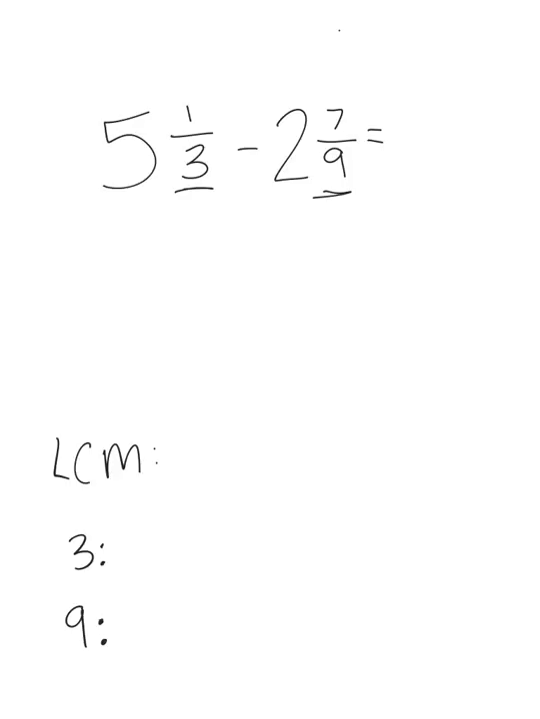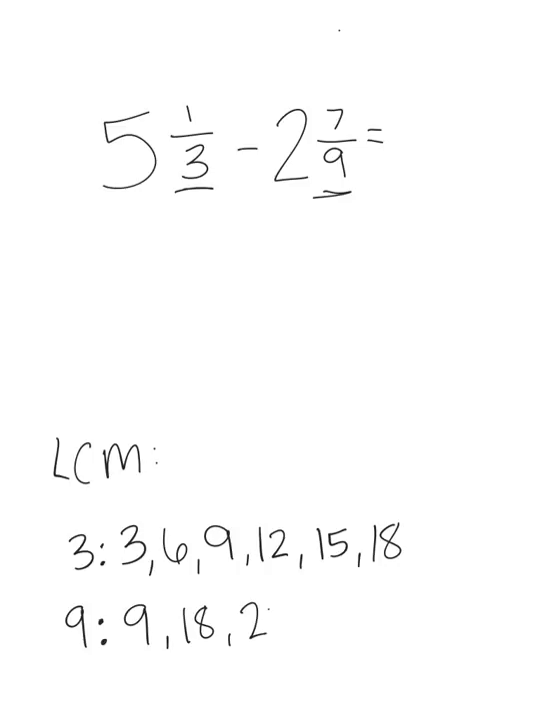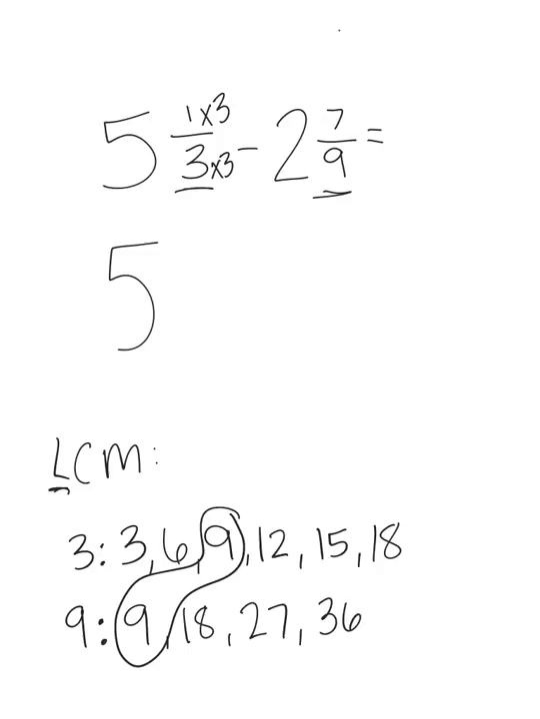So let's talk about my multiples of 3. 3, 6, 9, 12, 15, 18. And my multiples of 9. 9, 18, 27, 36. Okay. And my least common multiple is 9. Okay. So let's make our denominators equal that 9. Well, I know that if I take 3, I can multiply that by 3. And whatever I do to the denominator, I have to do to the numerator. Okay. So let's rewrite it. 5 3/9 minus 2 7/9. Because again, 2 7/9, my denominator is already 9, so I don't have to do anything with that.